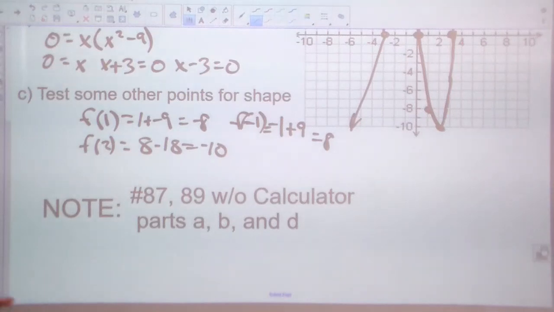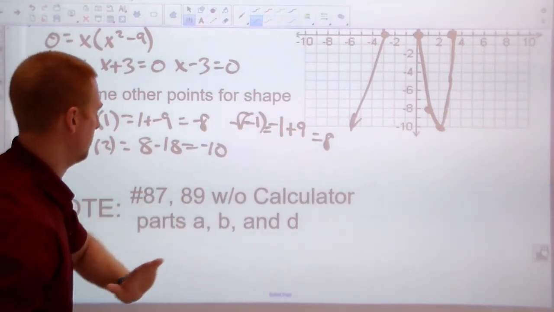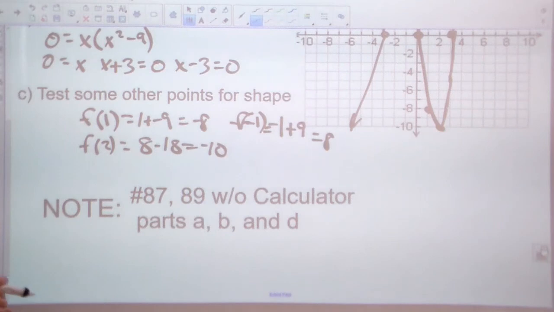One final thing to leave you with. When you get to 87 and 89, make sure you can do those without a calculator for parts A, B, and D. I believe the book might say something different, so I'm asking you to do those without a calculator.